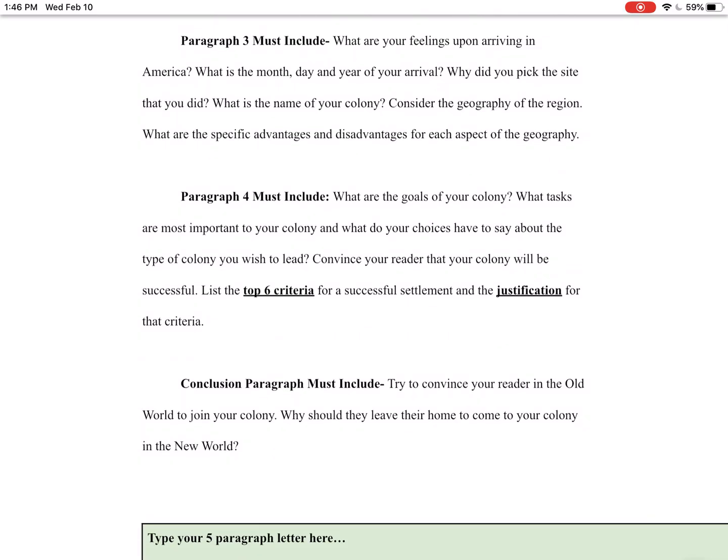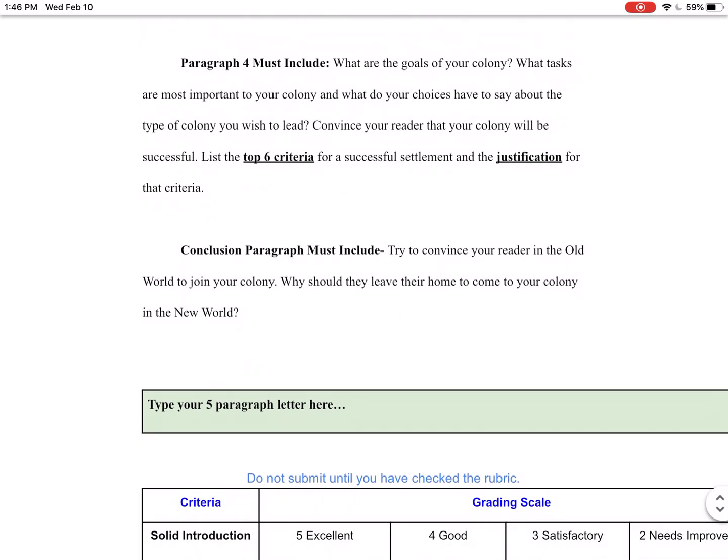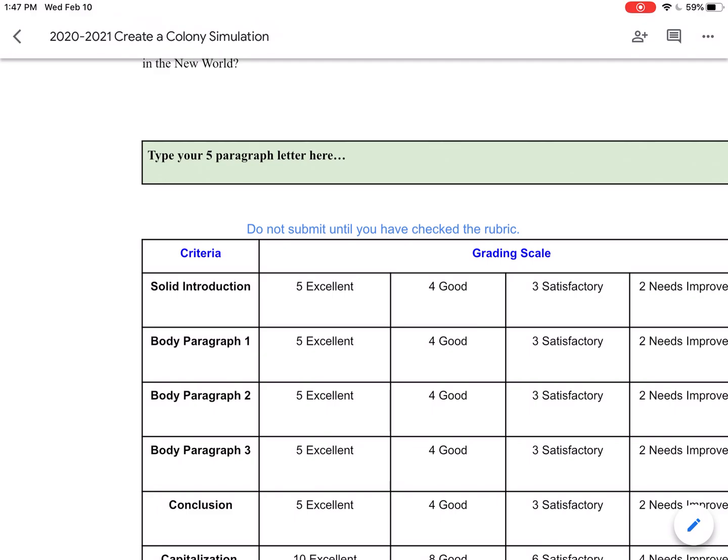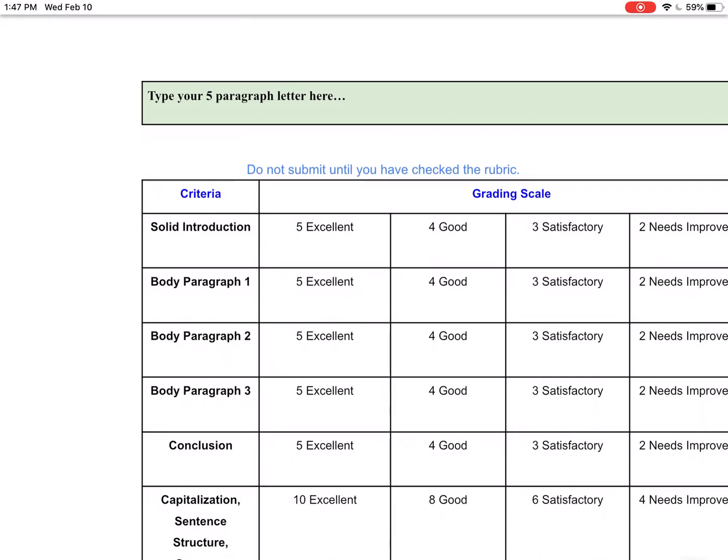In paragraph 4, you're going to list those pieces again of the top 6 criteria. What are the goals of my colony? Again, using personal pronouns. Last but not least, I want to convince my reader to come join me. In this case, it's my sister. I want to use all those pieces to show her that this has been a successful voyage for me and that she should come join. I'm going to be convincing and persuasive. I'm going to include my essay in this box down here and type it up. I'm going to check my spelling, my grammar, and I'm going to make sure that I answered all those parts.